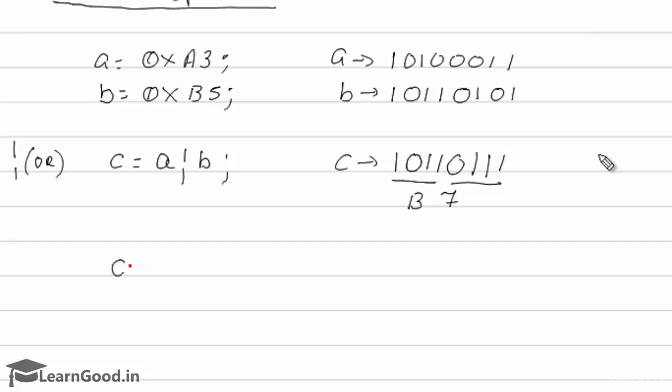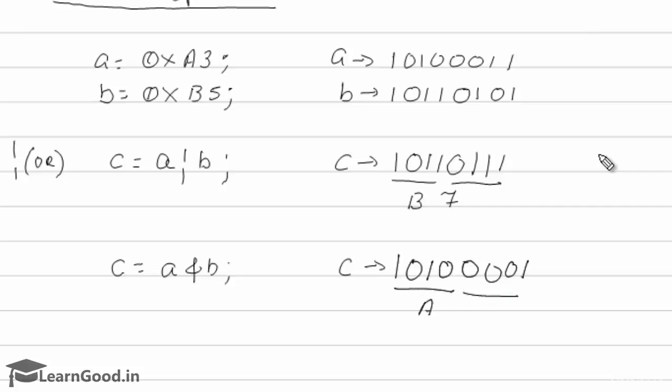Same way, if I apply C equals A AND B: 1 and 1 is 1, 0 and 0 is 0, 1 and 1 is 1, 0 and 1 is 0, 0 and 0 is 0, 0 and 1 is 0, 1 and 0 is 0, 1 and 1 is 1. For AND, both have to be true. Here, this is the first, this is the second, and this is the last bit. Only these 3 are 1. So the final result is going to be nothing but here.